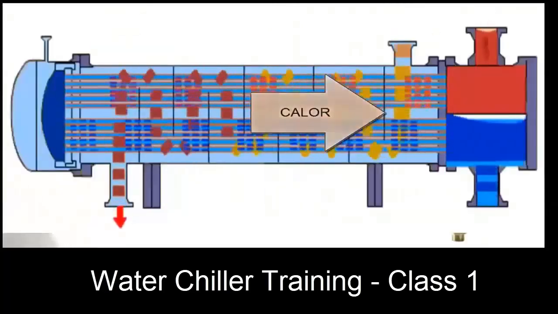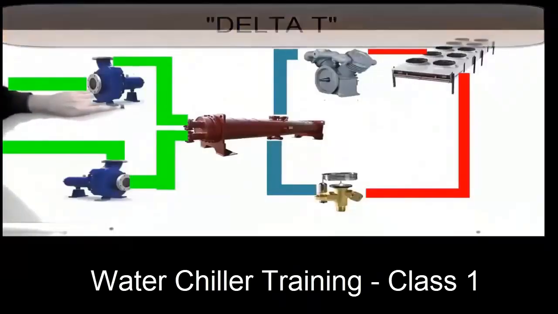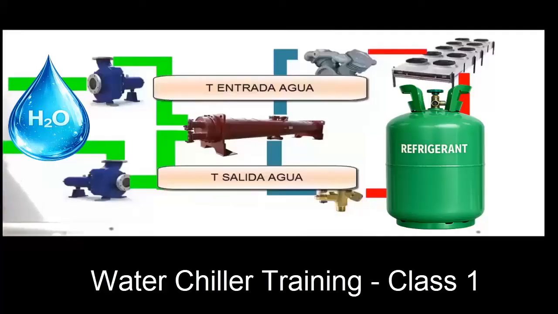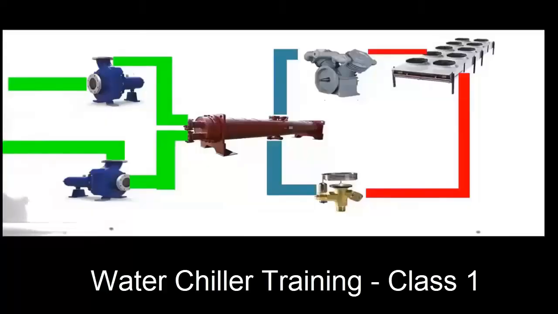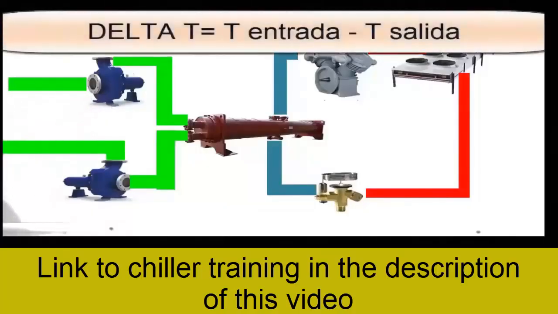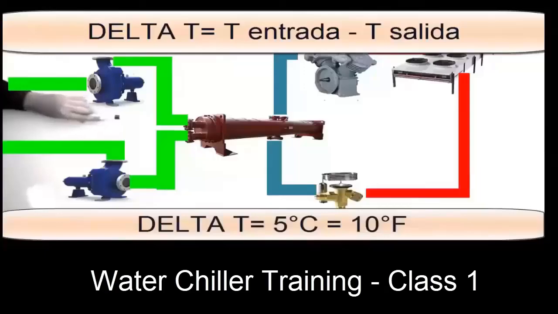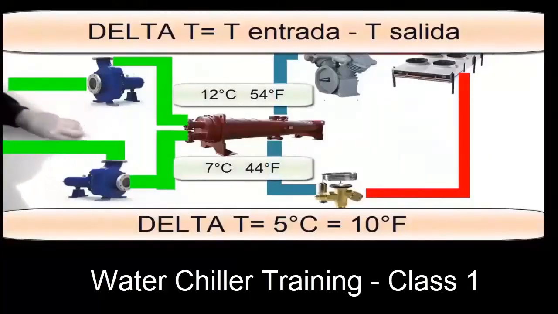In this first class of our basic chiller course for beginners, it is very common to talk about the term delta T. Delta T represents the difference between the inlet water temperature entering the chiller and the outlet water temperature leaving it. For example, in an air conditioning chilled water system, the typical delta T is 5 degrees Celsius or 10 degrees Fahrenheit. If the inlet is 12 degrees Celsius, subtracting 5 degrees Celsius gives an outlet of 7 degrees Celsius. In Fahrenheit, an inlet of 54 degrees Fahrenheit and an outlet of 44 degrees Fahrenheit would represent a delta T of 10 degrees Fahrenheit.